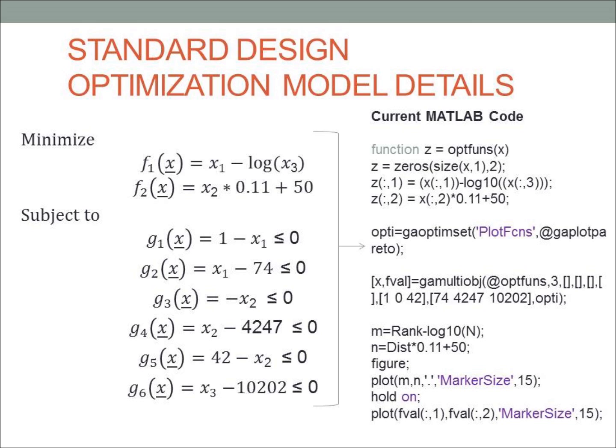Implemented in MATLAB, you can see that the functions are defined. GA multi-objective and GA plot Pareto were used to plot the Pareto front, and then the individual points were also plotted as well. The constraints shown, G1 through G6, define the outer limits of the rank of the school, the distance, and the number of students in the engineering programs.